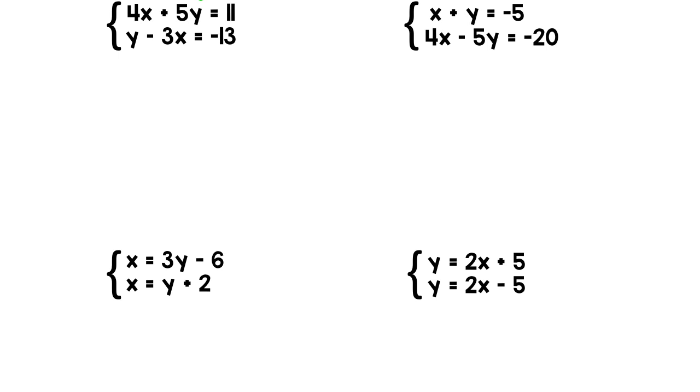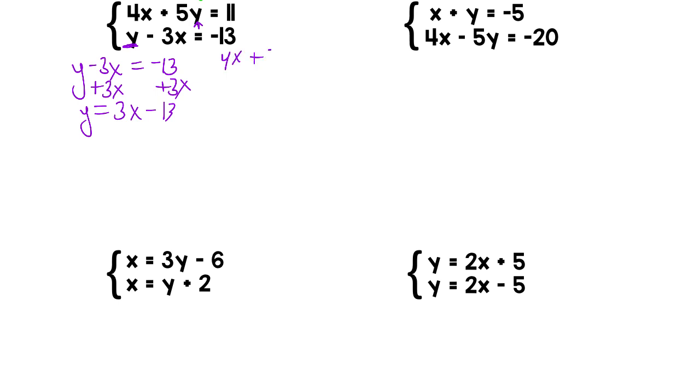All right. Got 4x plus 5y equals 11 and y minus 3x equals negative 13. You'll notice that neither of these equations have a variable alone. So I find that y right here has no coefficient. So we're going to solve for y. So we add that 3x to each side. And we have y equals 3x minus 13. Now that y equals that, we can plug it into y right here.